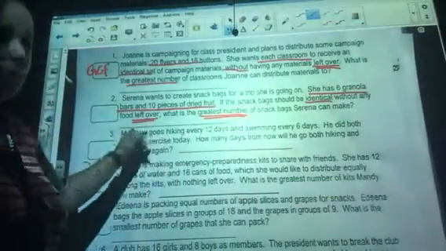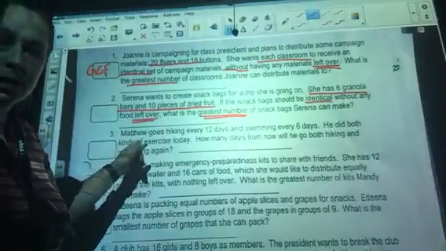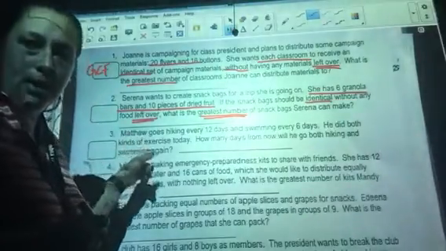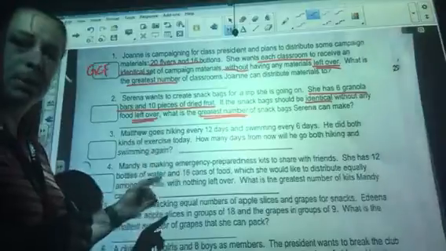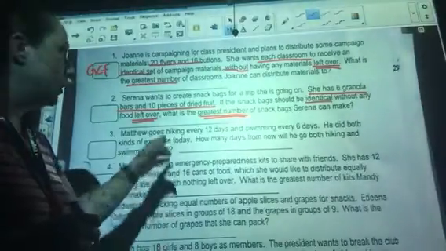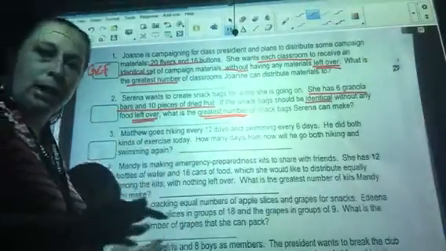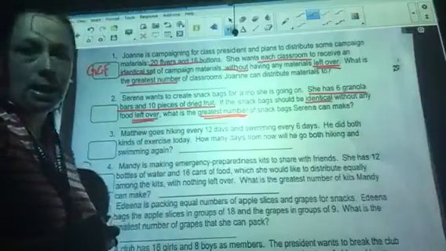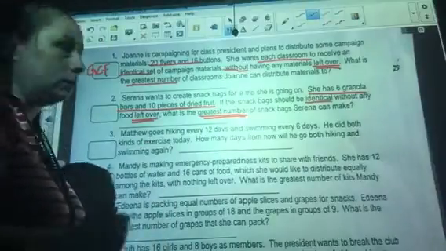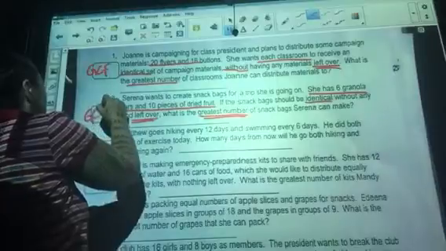Okay? No leftovers. No leftovers tells you she's not going to go out and buy more to make more snack bags. She's going to use what she's got. She's going to split them up into groups. So if we're taking what we have and breaking it into groups, we're going to need our greatest common factor to know how many groups we can do. Again, greatest common factor.